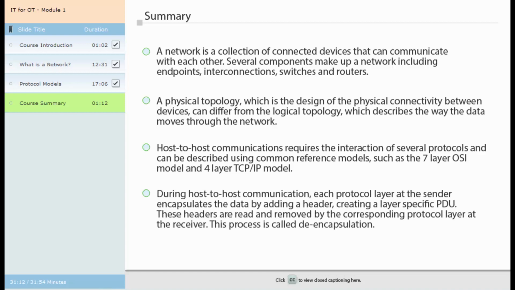During host-to-host communication, each protocol layer at the sender encapsulates the data by adding a header, creating a layer-specific PDU. These headers are read and removed by the corresponding protocol layer at the receiver. This process is called de-encapsulation.